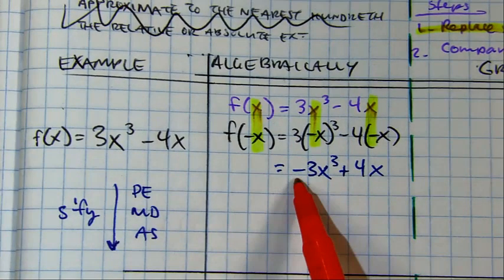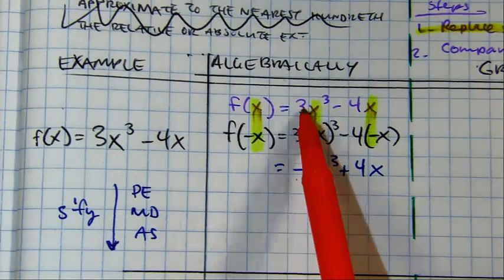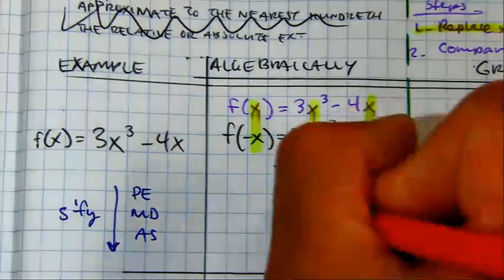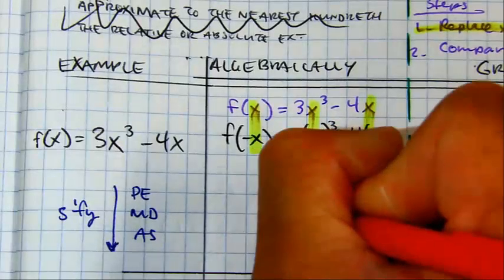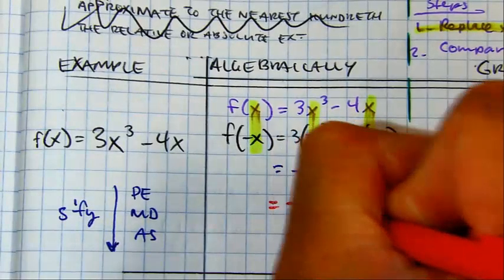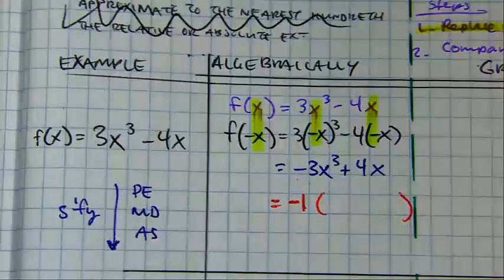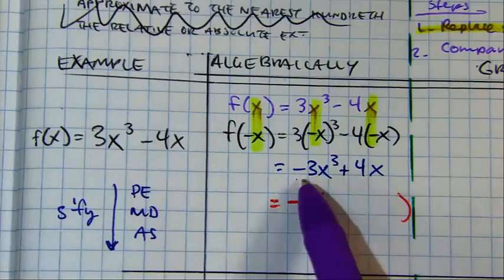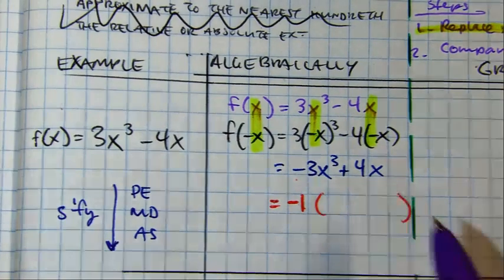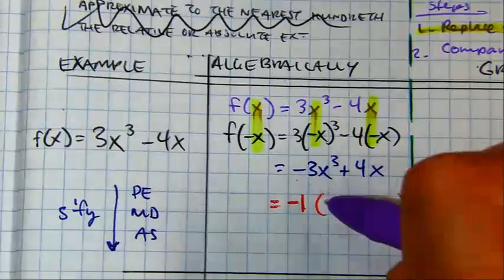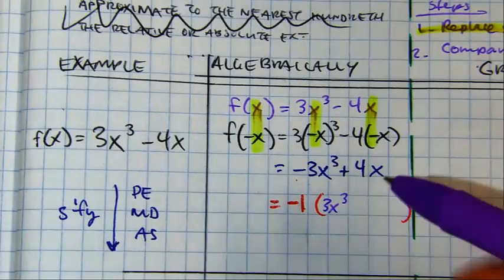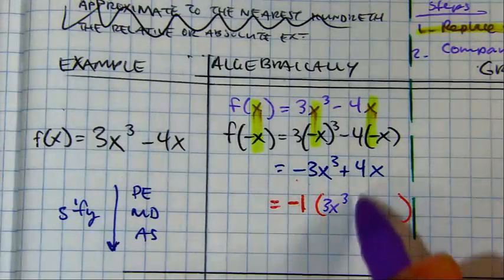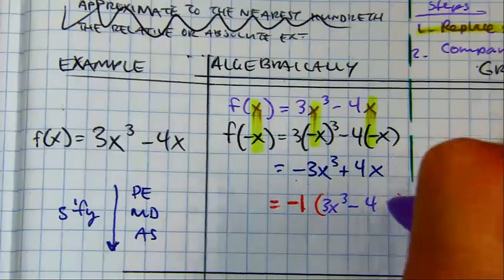When I see a negative right here, and I look at the original, it almost looks like it's the opposite. So I'm going to factor out a negative 1. Now, if you don't know what factoring negative 1 means, another way of describing it is if I distribute a negative 1, it'll get the original answer. So if I factor out a negative 1, I get 3x cubed, right? Negative 1 times 3x cubed gives me this. What am I going to put over here, class? Minus 4x.